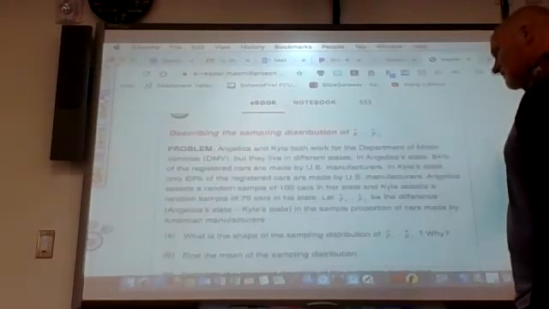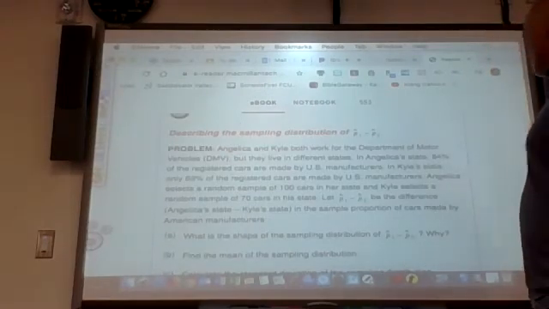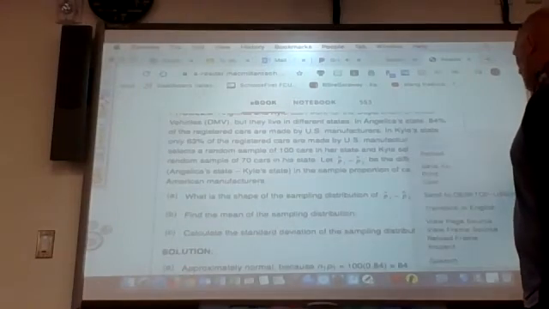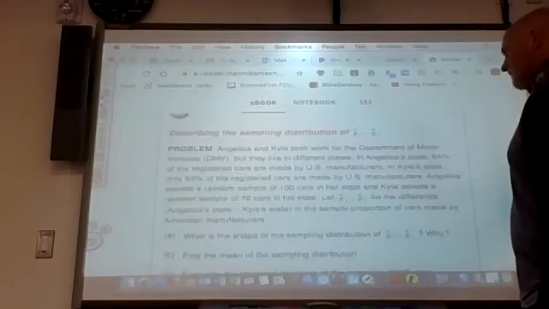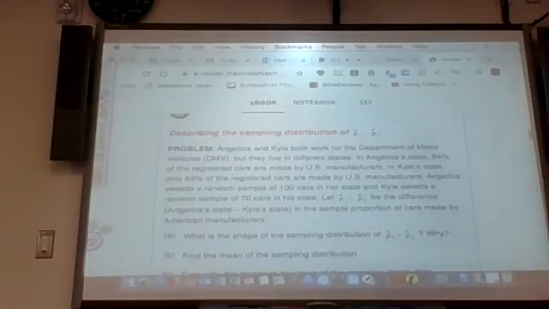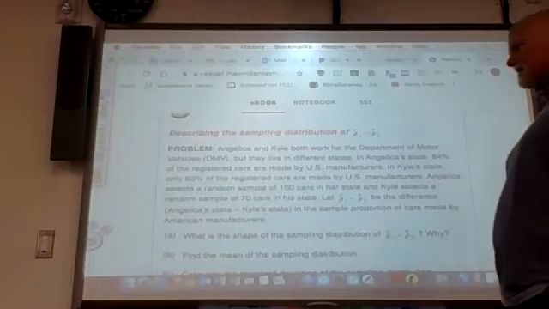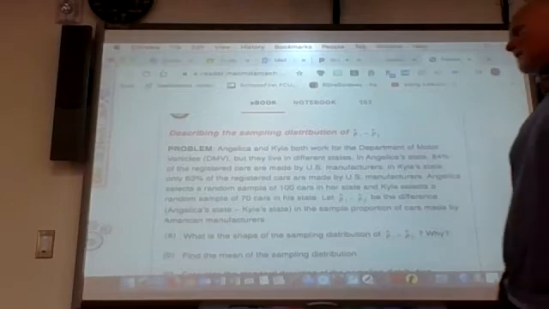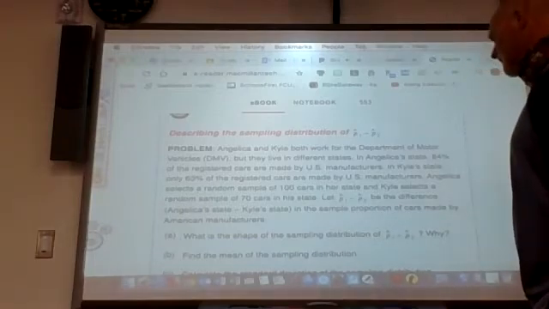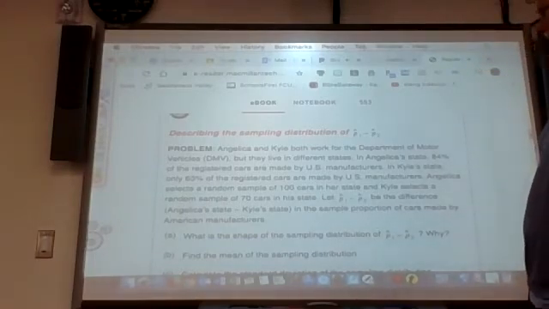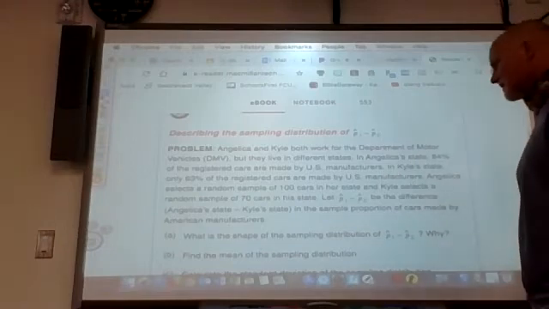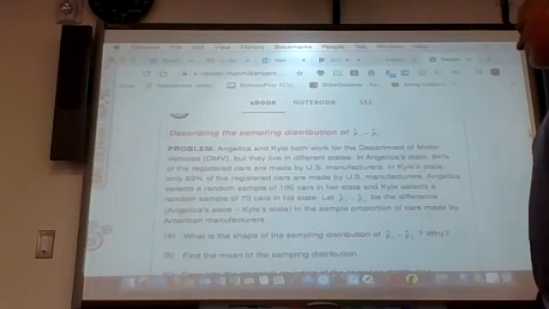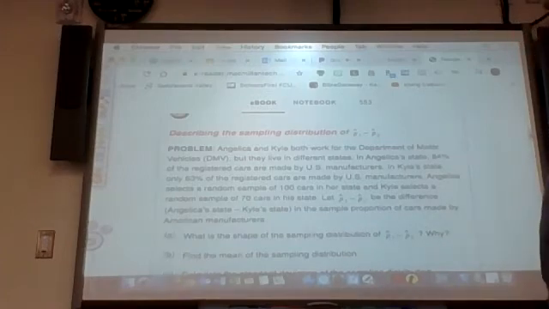So what's it look like? Let's look at a problem. So here we have a problem. Angelica and Kyle live in two different states, and they work for the DMV. Angelica's state has 84% of the registered cars made in the US, and Kyle's state has 63% of them. Angelica selects a sample of 100 cars in her state, Kyle selects 70. Let P1 minus P2 be the difference between those two.